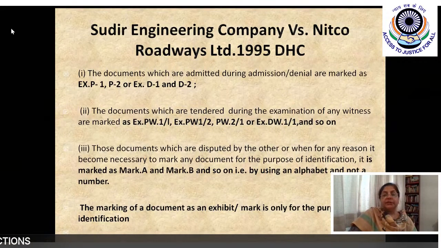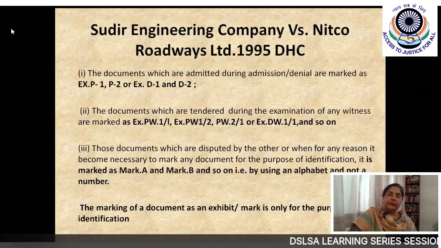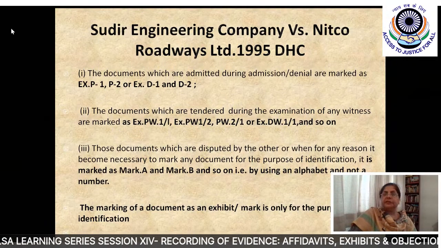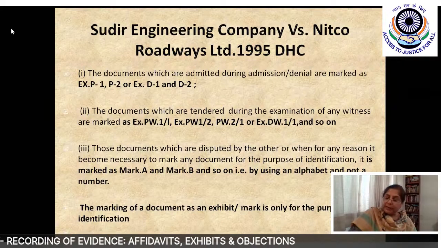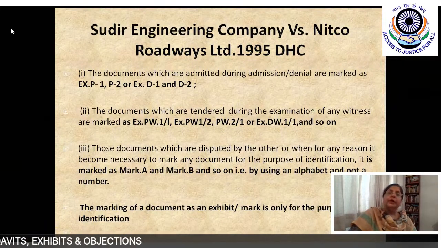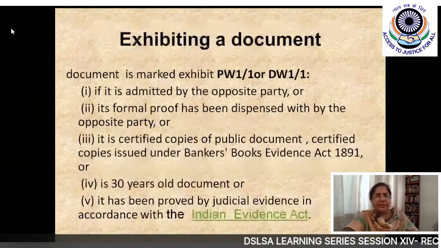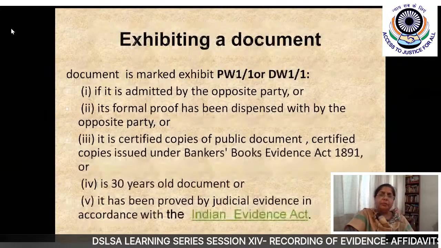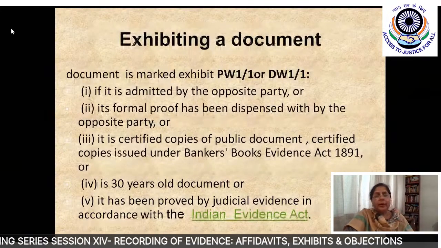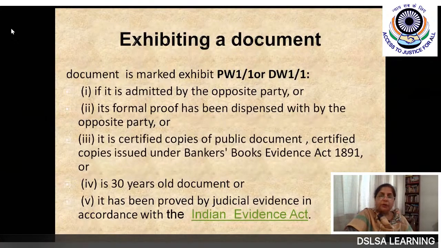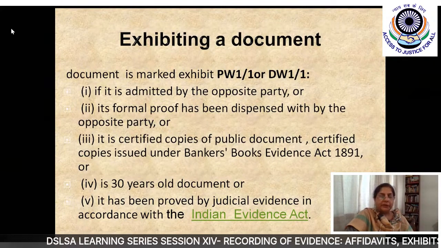Here there is a rider which I would like to highlight. This is that merely putting an exhibit or a mark is for the purpose of identification, and it need not necessarily mean that a fact stands proved and it has to be read as such in evidence. Now, when we are exhibiting a document and it is put as PW1/1 or DW1/1, when do we do it? When it is admitted, when the formal proof has been dispensed with, when it is a certified copy of any judgment or record of the court, it is a 30-year-old document, or it has been proved by judicial evidence.